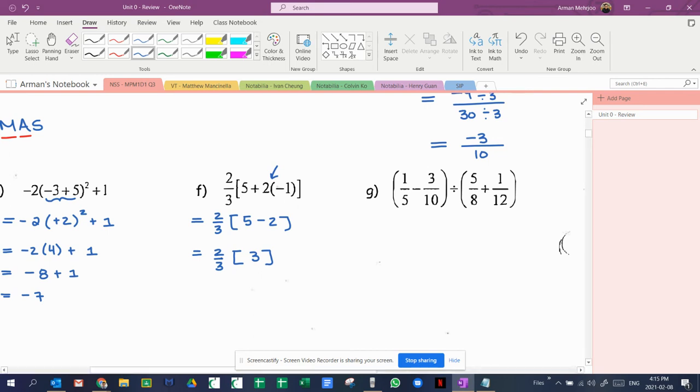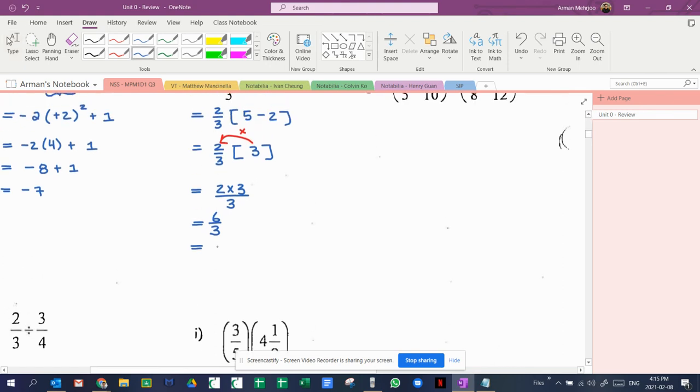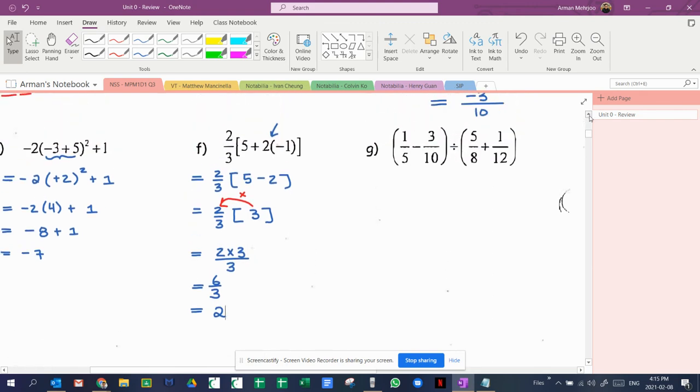Now I have 2/3 times 3. The way I can deal with this is if I have a fraction multiplied by a whole number, I only have to multiply the top number of my fraction by the whole number. So I'll have 2 times 3 over 3, which is the same thing as 6 over 3, which is the same thing as 2. So that's my answer for this question.